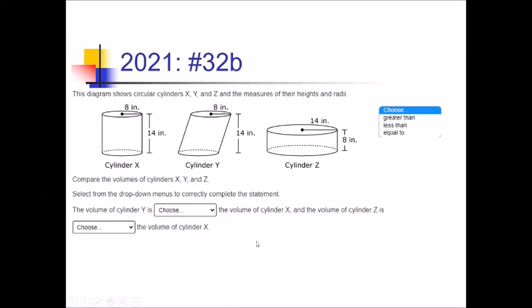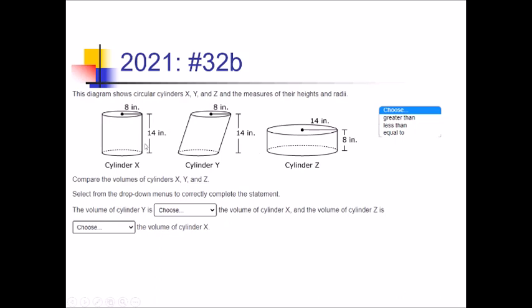For this part of the problem, we are given 3 new cylinders, X, Y, and Z, and some measurements. We just want to compare the volumes of these 3 cylinders and figure out the volume of cylinder Y. Is it greater than, less than, the same as the volume of cylinder X? And we also want to compare cylinder Z to cylinder X.